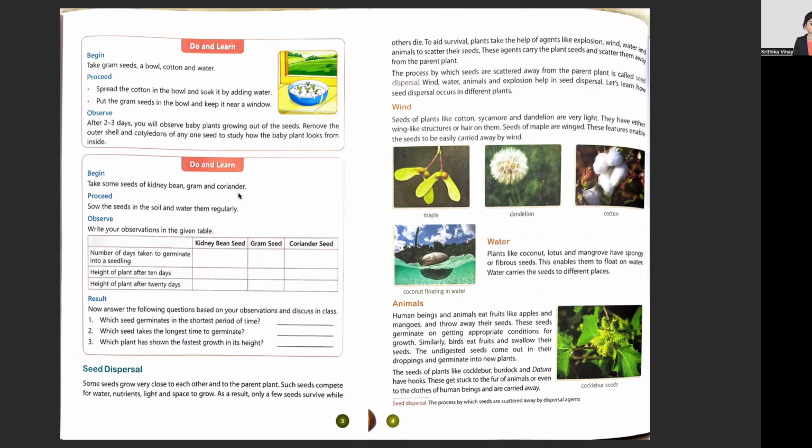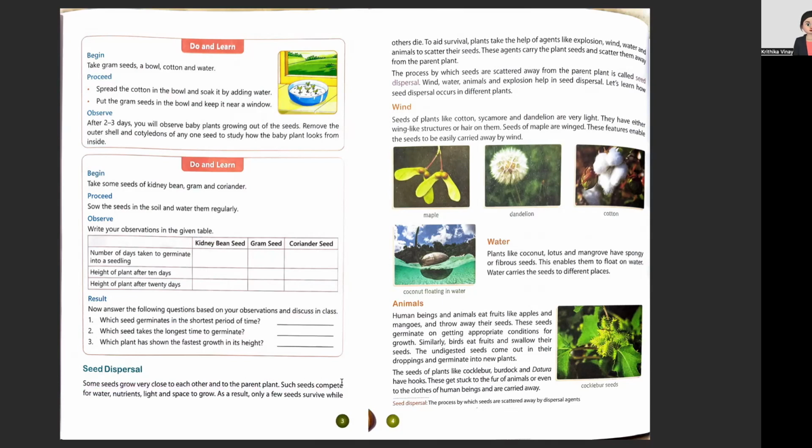Take some seeds of kidney beans, gram and coriander. Proceed and sow the seeds in the soil and water them regularly. Observe. Write your observation in the given table. You can also draw the table. Result. Now answer the following questions based on your observations and discuss it in class or with your family. Okay? So now let's continue. If you have any doubts, leave it in the comment section below.